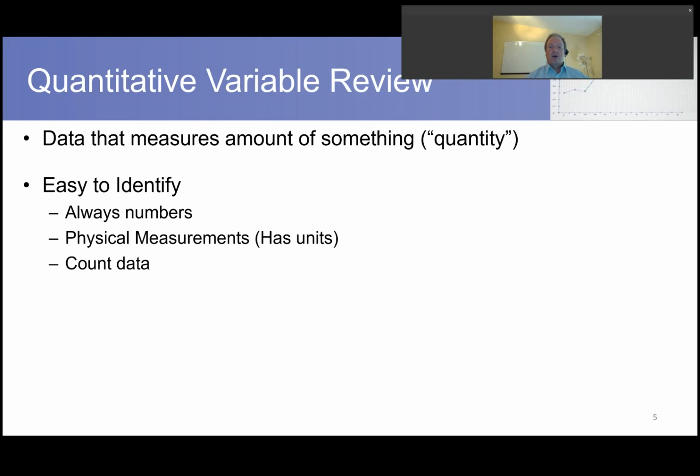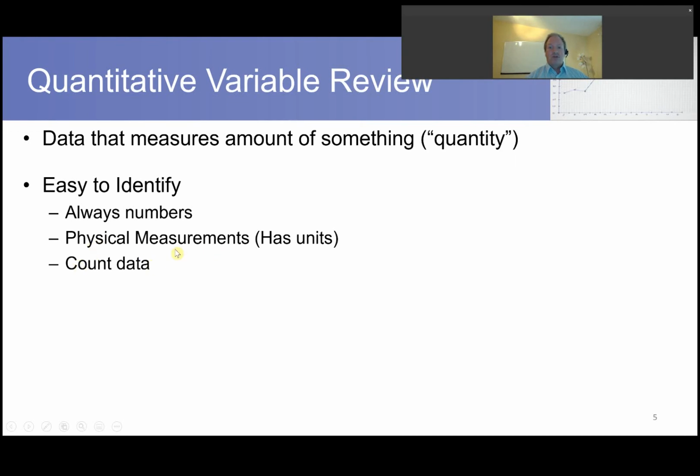First of all, quantitative data has to be numerical. Of course, that in and of itself does not necessarily constitute a quantitative variable. We know that categorical data can also have numbers too. So what separates the two? Well, generally quantitative data either is a physical measurement or count data.